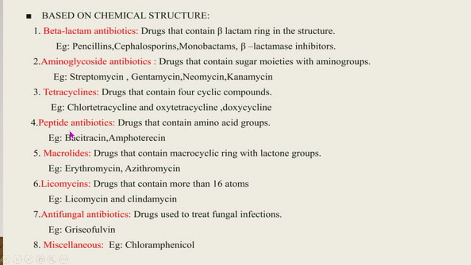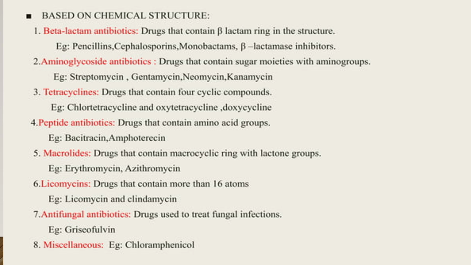Next class, peptide antibiotics. Peptide means the presence of a peptide bond. What is a peptide bond? When two or more amino acids join to each other, they join through a peptide linkage. Those antibiotics are categorized under peptide type of antibiotics. Drugs containing amino acid groups are categorized as peptide type antibiotics. Those are bacitracin and amphotericin.